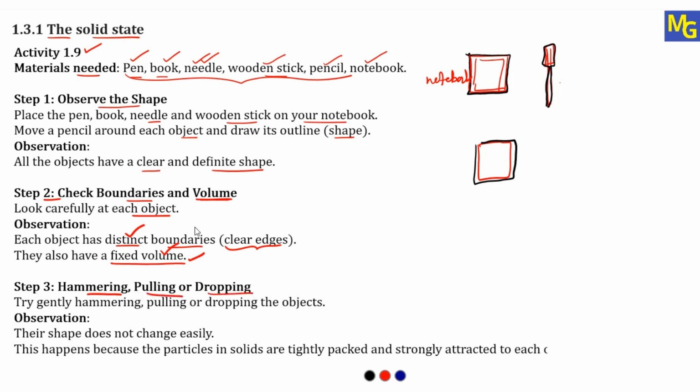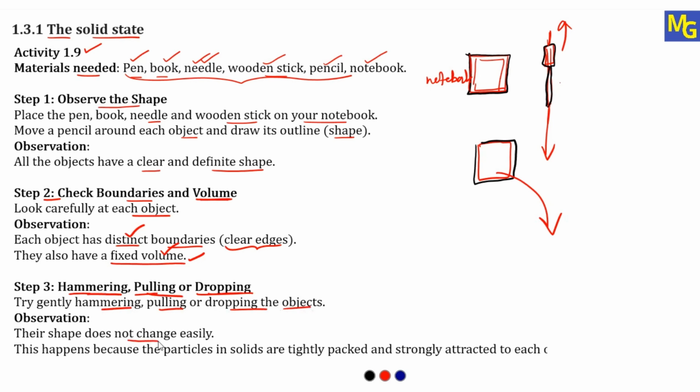Step 3, hammering, pulling or dropping. Now what we have to do? We have to take these objects one by one and hammer them with a hammer. Then you can pull the object. For example, take a pen, hold it with one hand here and another hand there, and try to pull it in opposite directions. Or you can drop it from some distance. Take this notebook and drop it from the table. Try gently hammering, pulling, or dropping the object. What is the observation?